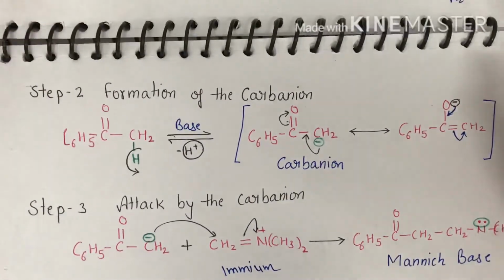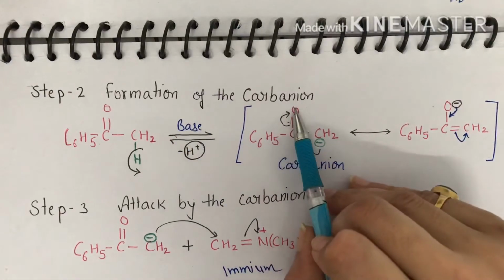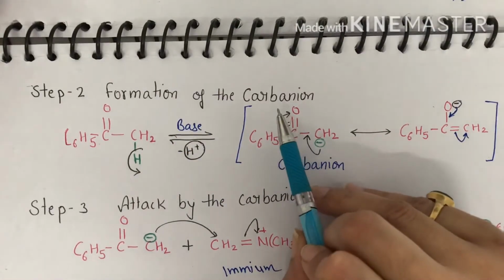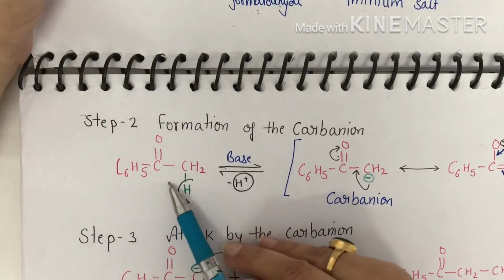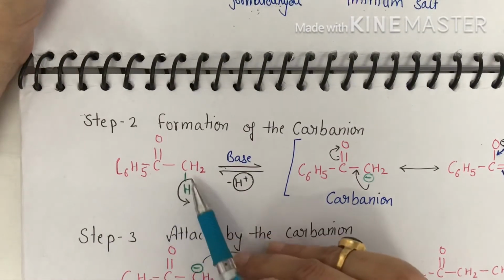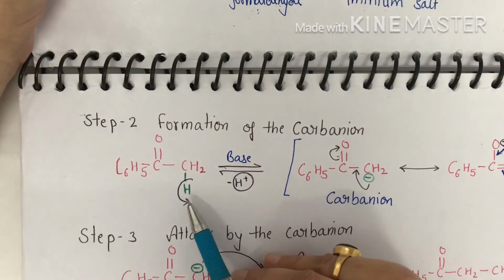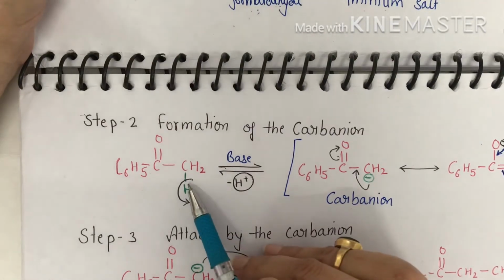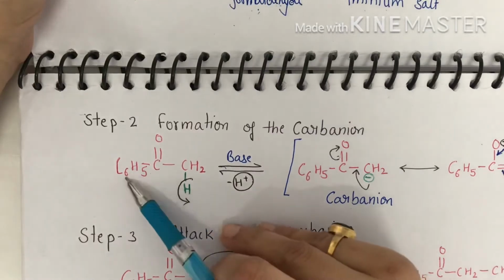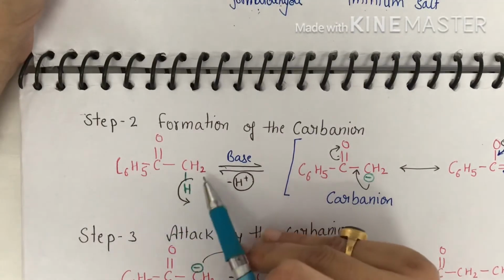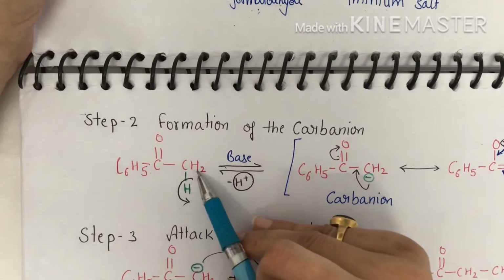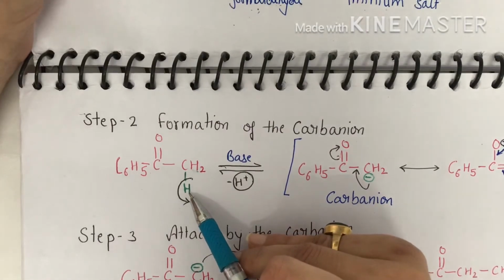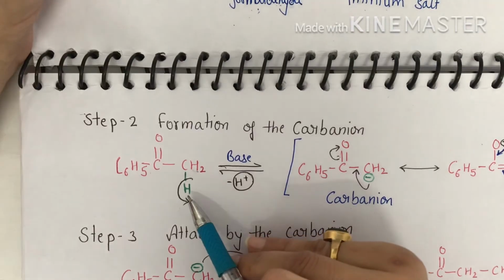Now in the second step, formation of the carbanion. Carbanion is the intermediate. Carbanion is formed from the second reactant which has acidic hydrogen, or you can say active hydrogen, right? So this is C6H5CO CH2 H. This is the acidic hydrogen. These are also acidic hydrogen. I have written with a different pen so that you can easily understand.